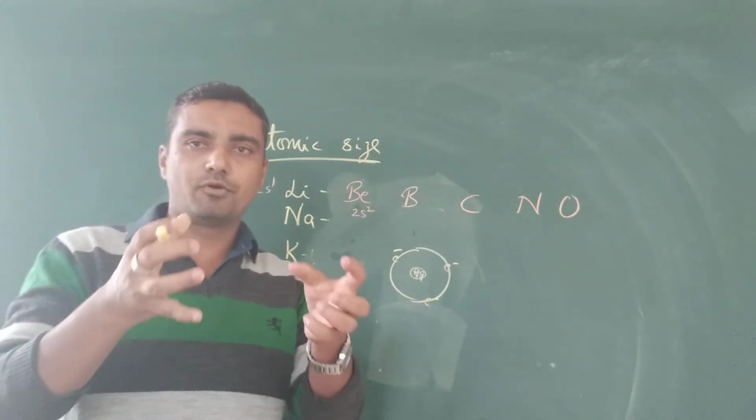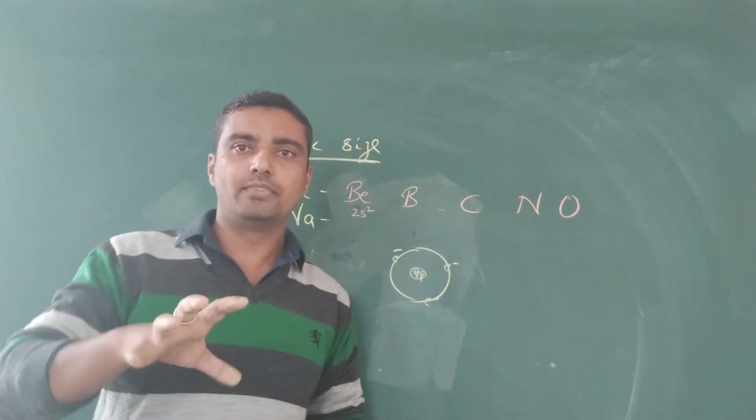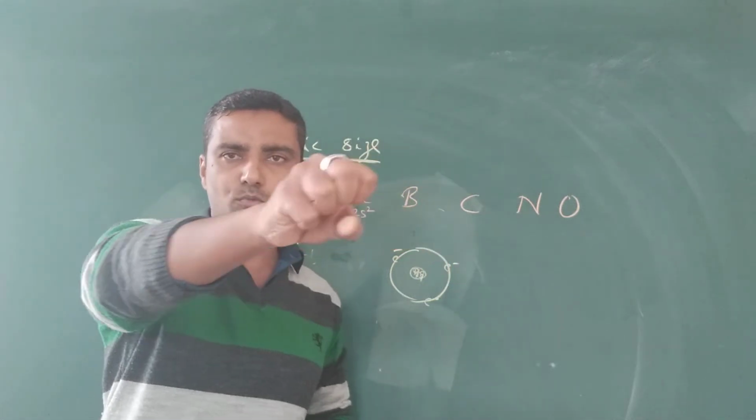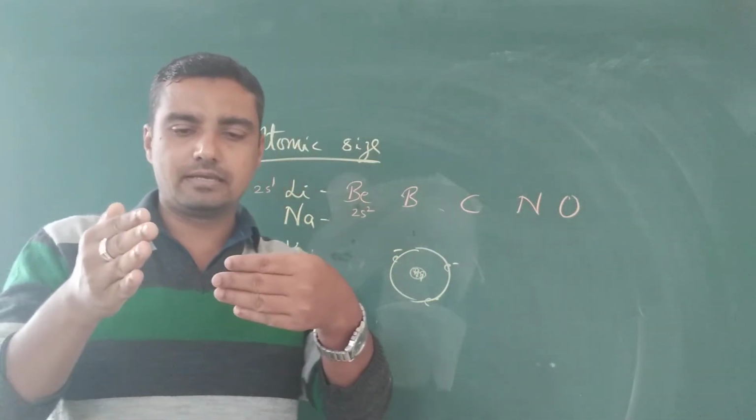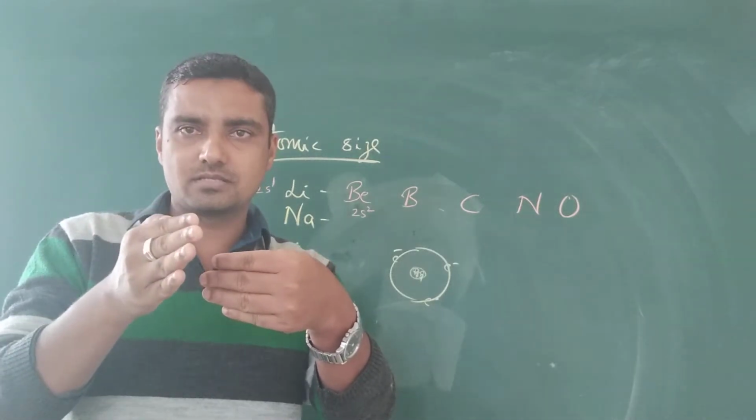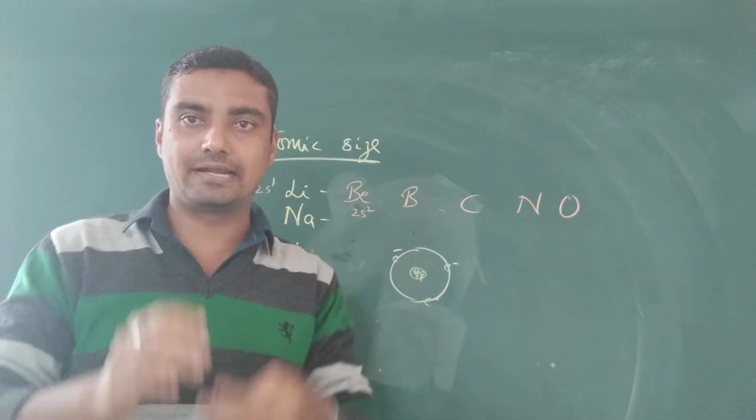So that's why, if the force of attraction increases, the nucleus will attract the outermost shell of electrons tightly. So after that, the size gets reduced.